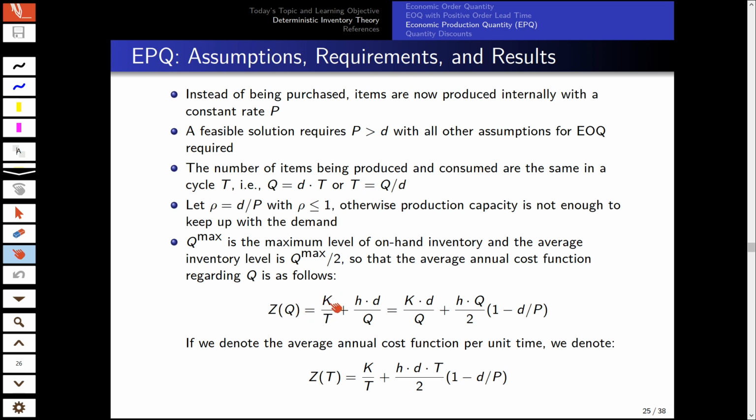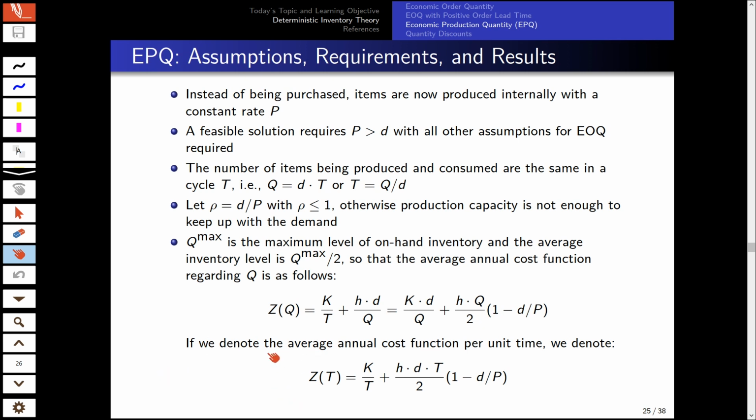Here we have the fixed ordering costs in our time horizon T, so this is our setup cost in the time horizon, plus our average inventory holding, and we know that T is Q divided by D, so we can rewrite the term here, and then we have the term for our average inventory holding cost.